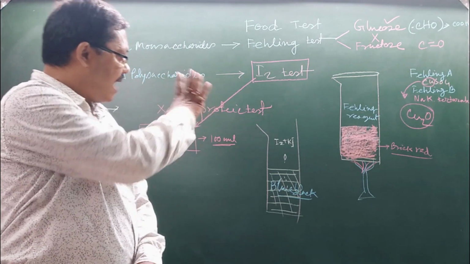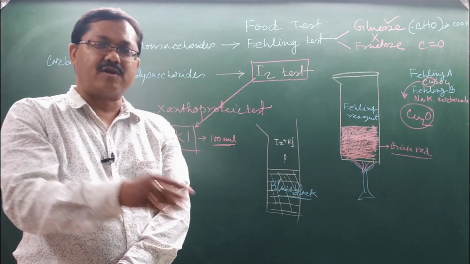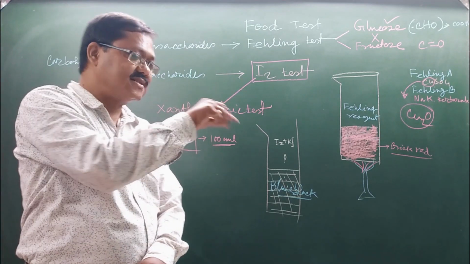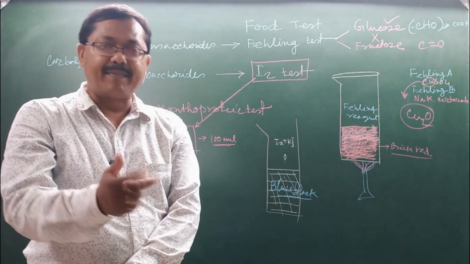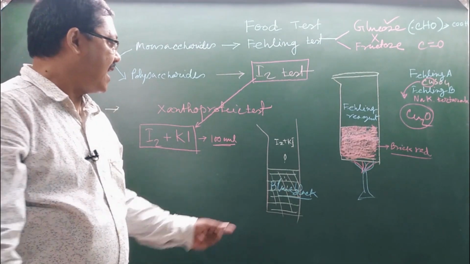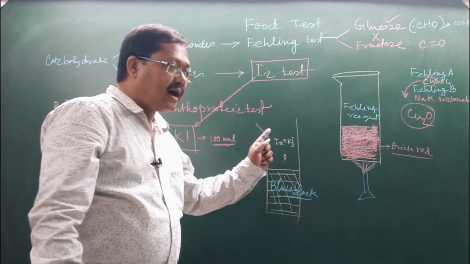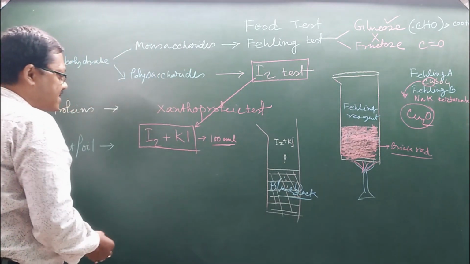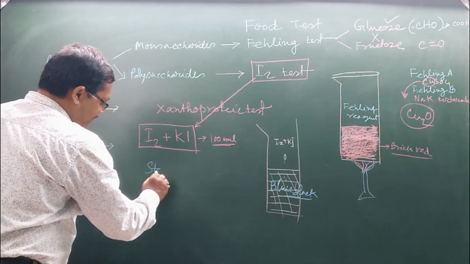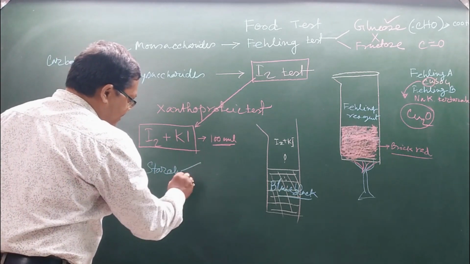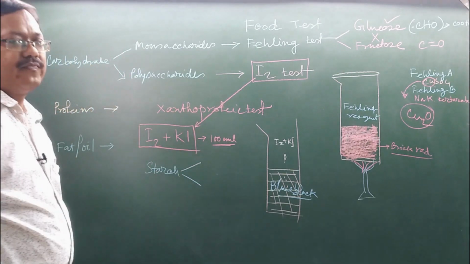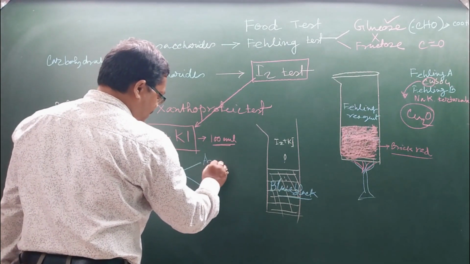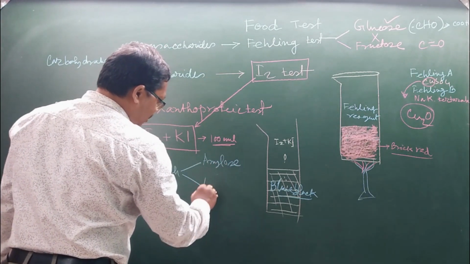Here, when potassium iodide and iodine solution is added, then the brick red color appeared in this spot where the reagent is added. What happened? In this case, after heating, this starch molecule is a more complex polysaccharide. After heating, it breaks into two components. One is amylose and amylopectin.